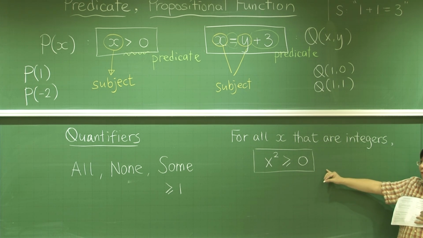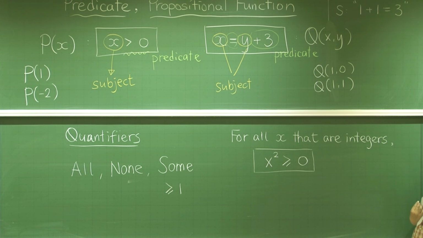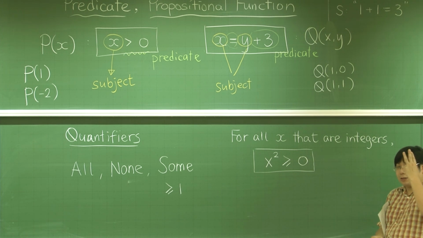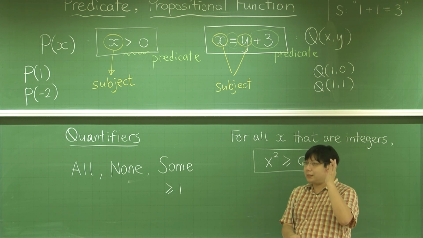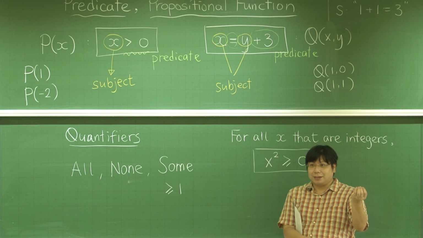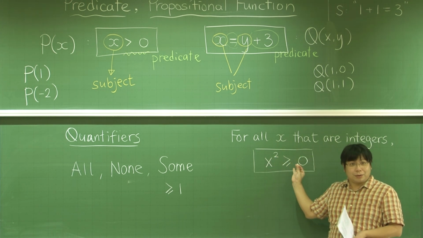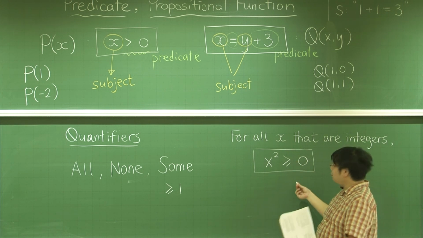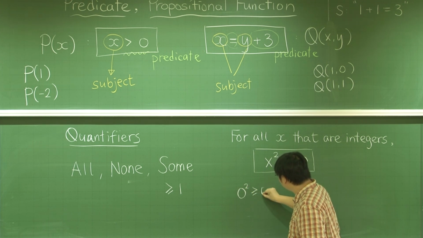So what do you think? Is it true or false? True. So how can you prove this? We talk about integers, right? There are three types of integers we may think about. One is positive, one is negative, and one is 0. For 0, it is obviously true because 0 squared is equal to 0. So we know 0 squared is greater than or equal to 0.